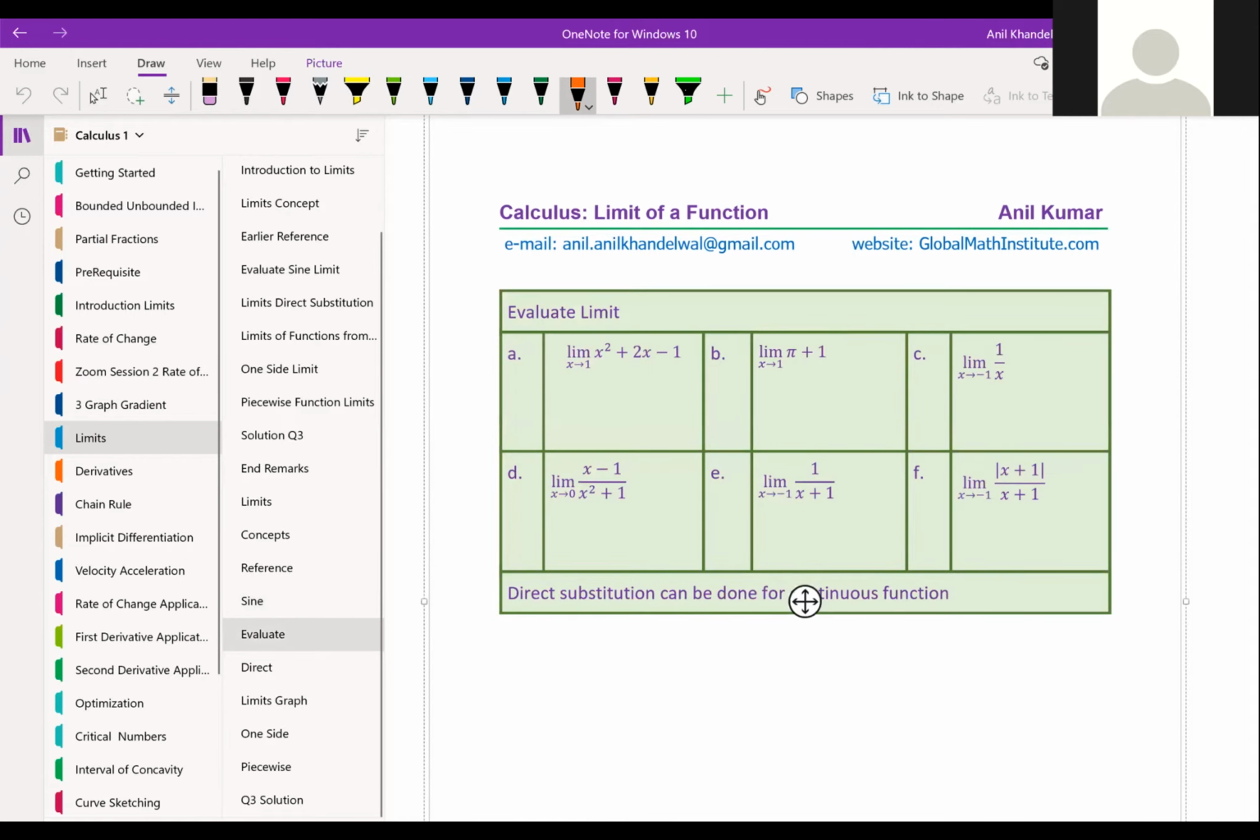Next question, evaluate limits. Now it is the real chance for you to evaluate. You can actually work with calculators if you want to. However, I have taken very simple values. We'll just work with ones and zeros so that a calculator is not required, okay? The very first question is, find the limit of x squared plus 2x minus 1 when x approaches 1. Can you tell me the answer?